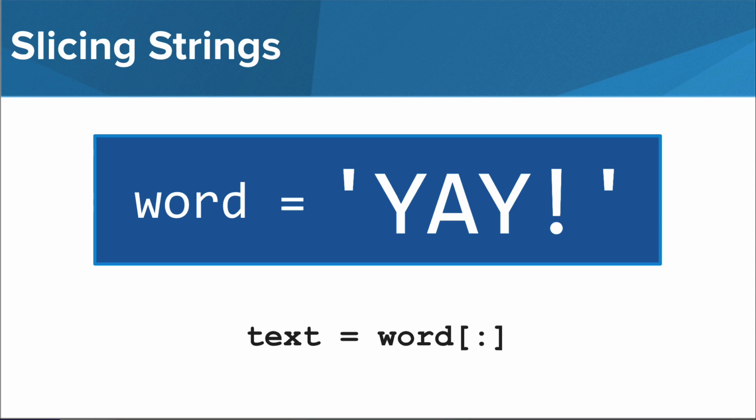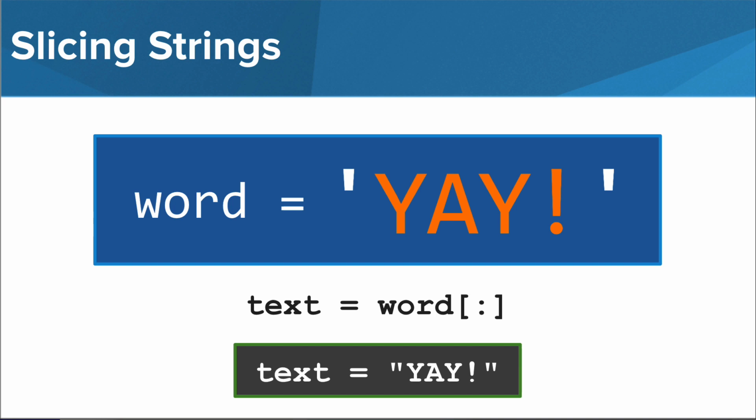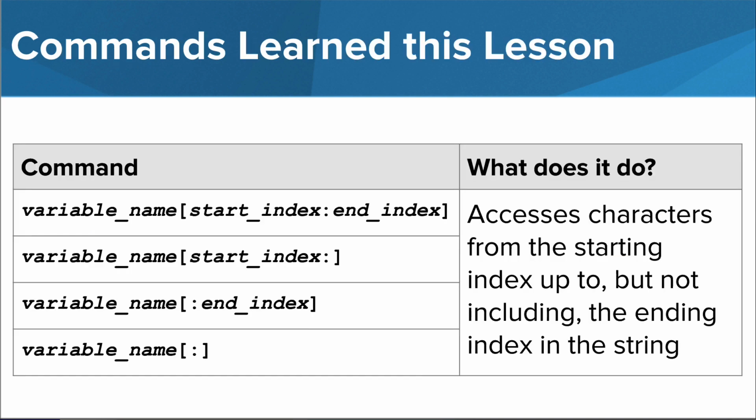What do you think would happen if we used this call where no starting or ending index value is included in the slice? Will it work? In this case, the entire string will be saved in the new text variable. Without a starting or ending value, all the characters from the beginning of the string are saved, and all characters through the end are saved. So in this case, all of the characters would be included. In this lesson, we learned how to use slicing to access substrings.